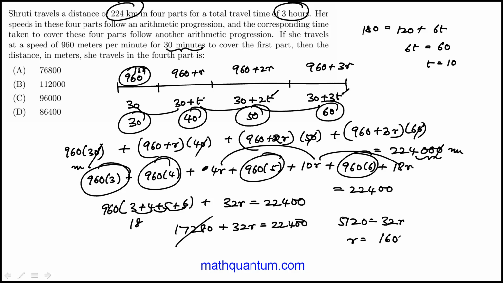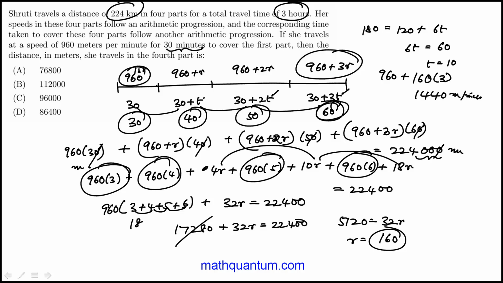I get 160. Since I'm interested in the distance she travels in the 4th part, that speed would be 960 plus 160 times 3r. So it's 480 plus 960, which is 1440 meters per minute. Our time is 60 minutes. So the distance would be, yeah, it's kind of messy with all these numbers here, but that's how this question is structured. And the answer is 86,400, which is choice D.